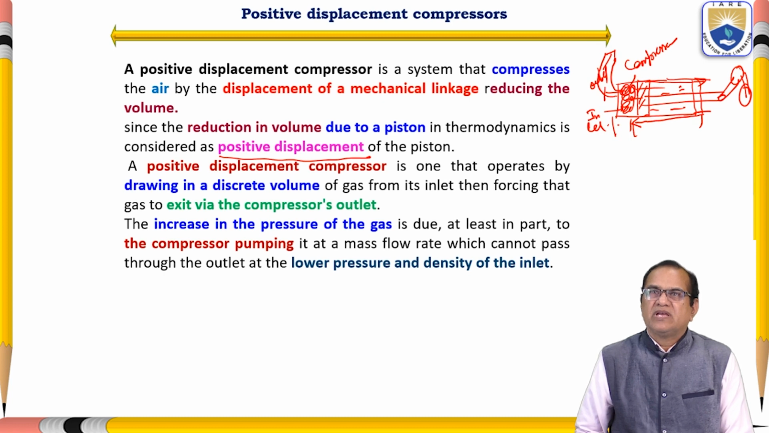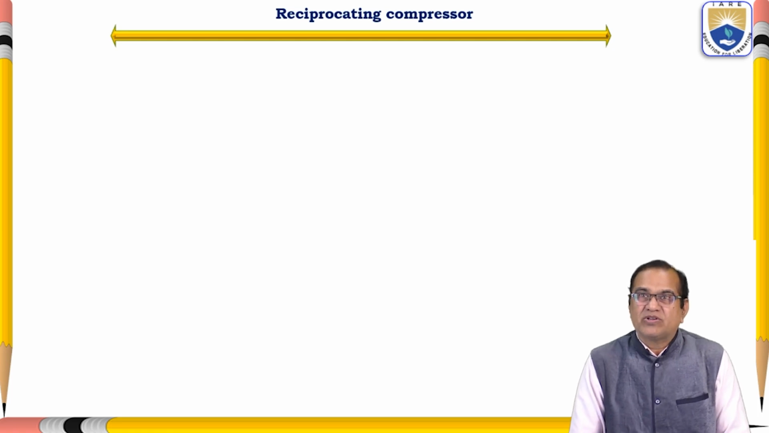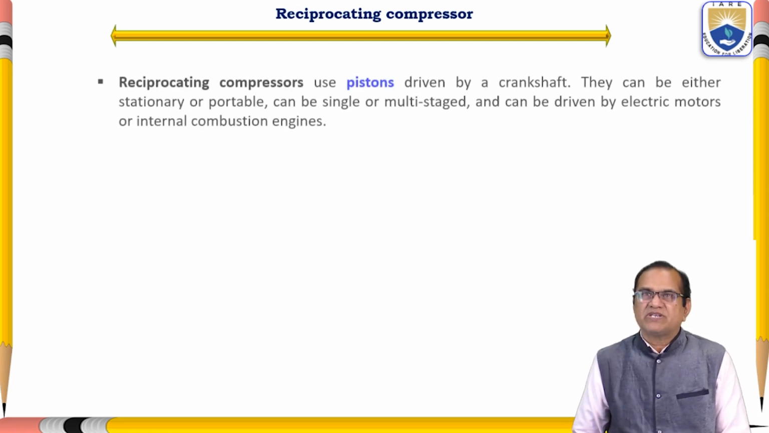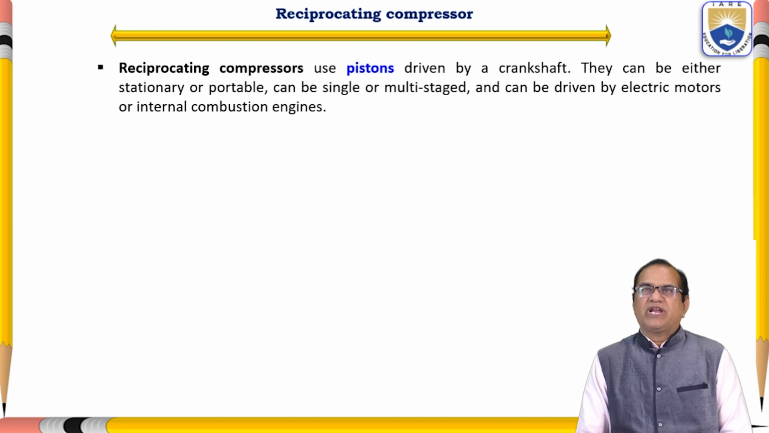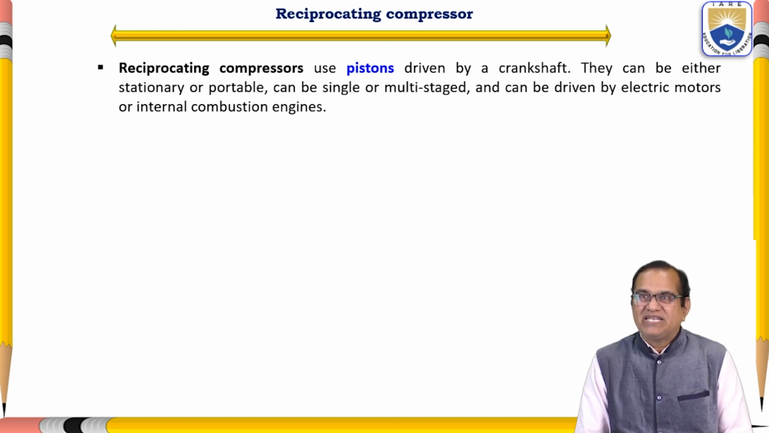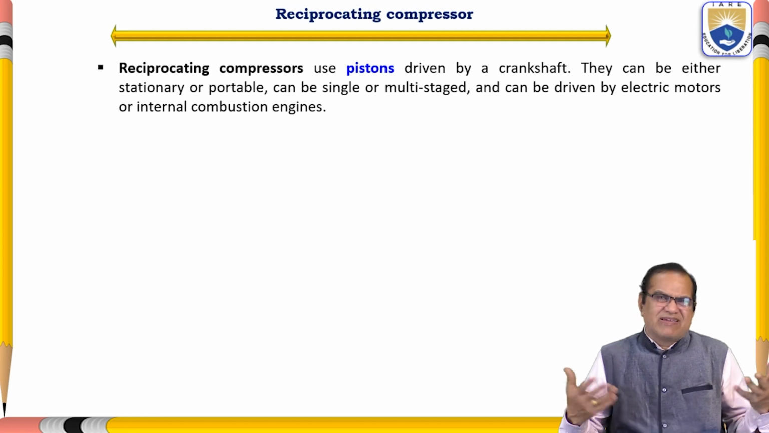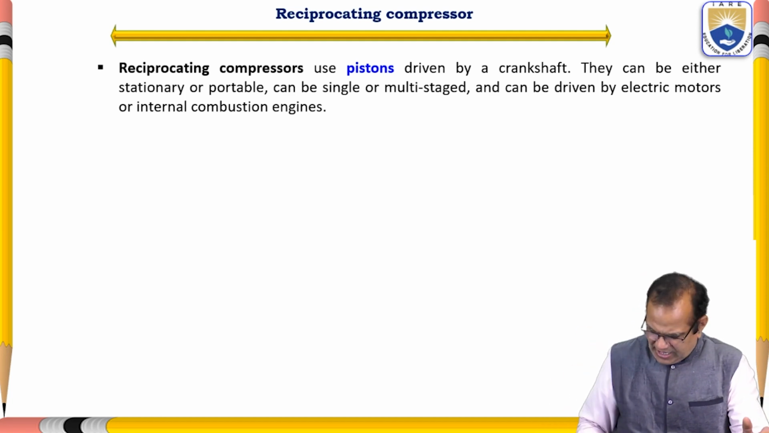So this is about the positive displacement compressor. Now I will discuss the reciprocating compressor. Reciprocating compressors use a piston driven by a crankshaft that can be either stationary or portable, can be single or multi-stage, and can be driven by an electric motor or internal combustion engine. So it can be operated in different ways.